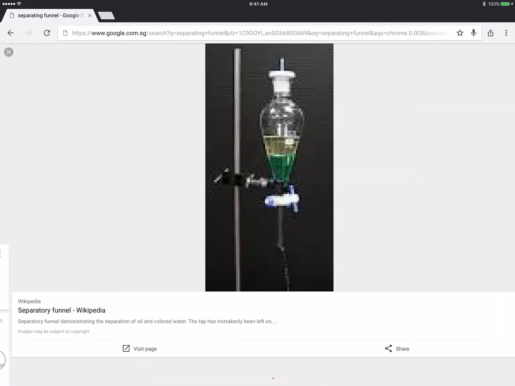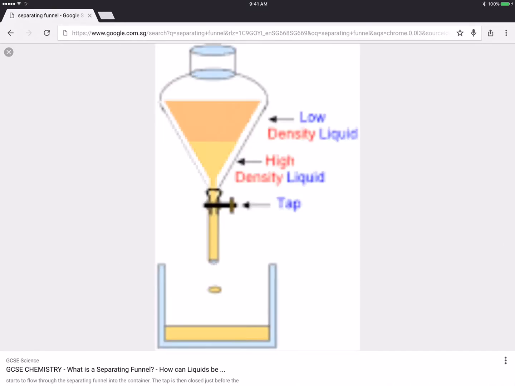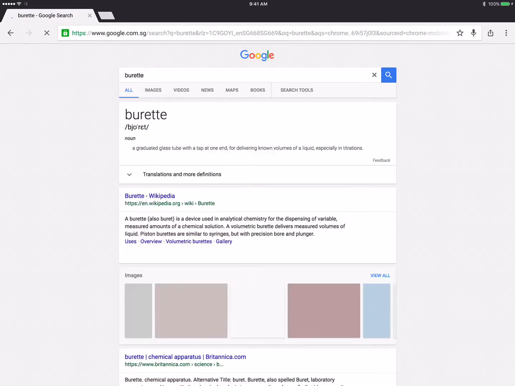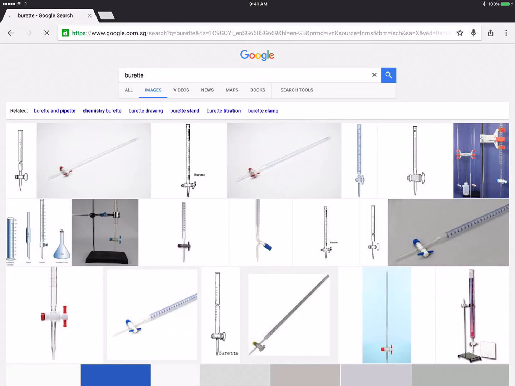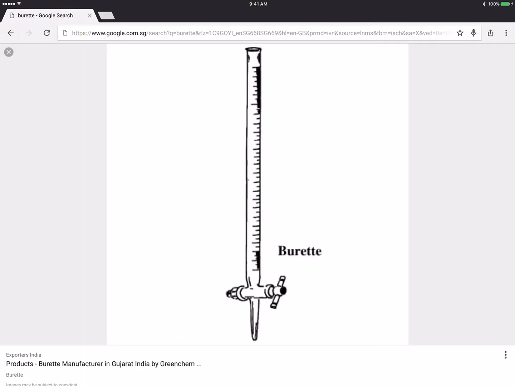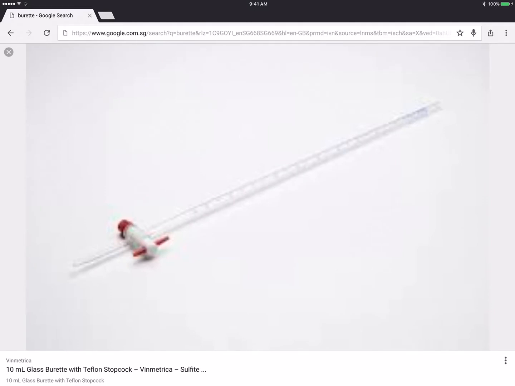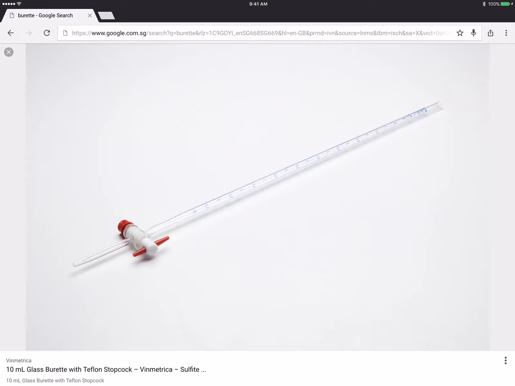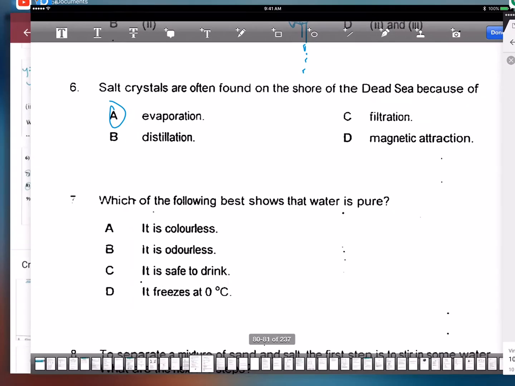Okay, what else were we looking at just now? Oh, the burette, is it? What's the burette? Burette looks like this, with a lot of markings. There's a lot of markings along the length of it, so it's more accurate than the beaker or any other instrument. Alright? Okay, let's continue.